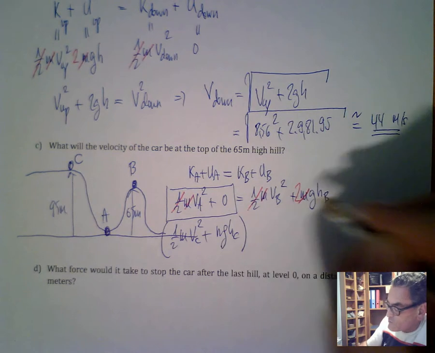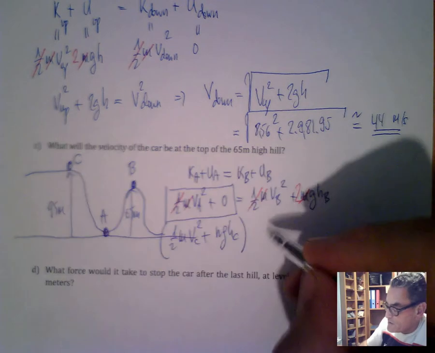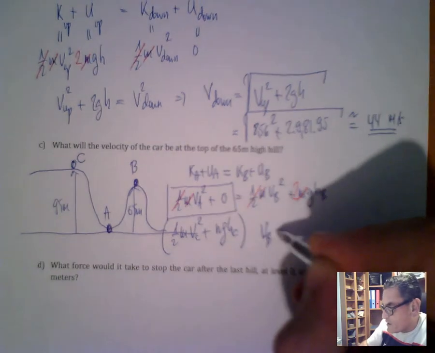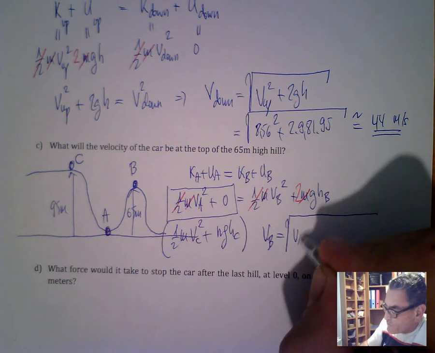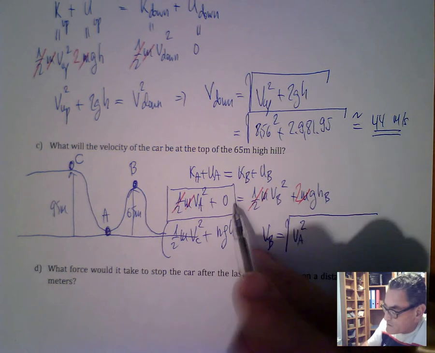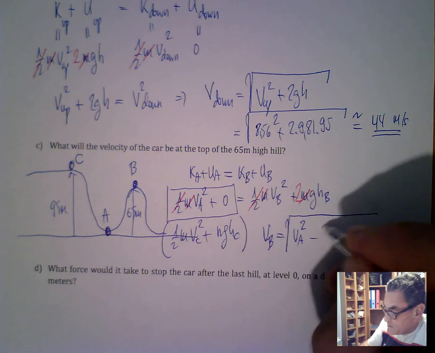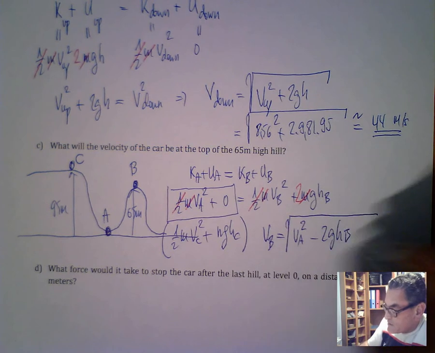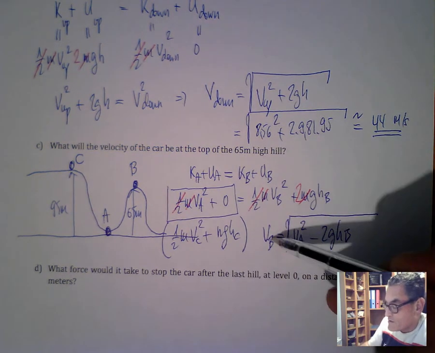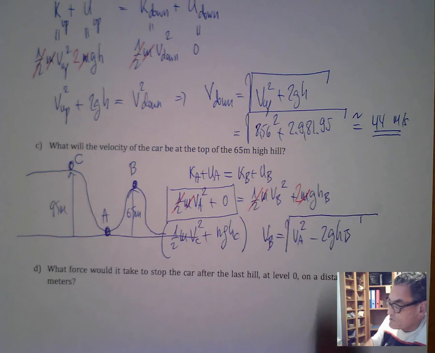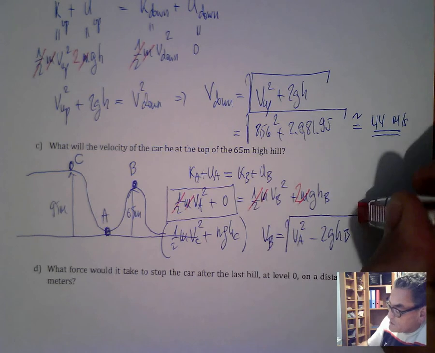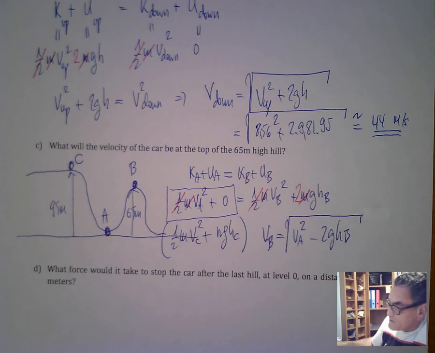I will cancel the 1/2s and put 2 here, and so finally I have that VB is the square root of VA squared minus 2gHb. You see, now it works very well. We imagine, of course, that VB is going to be smaller than VA because we are going up a hill, and indeed now there is a potential energy term here which is going to decrease our value.